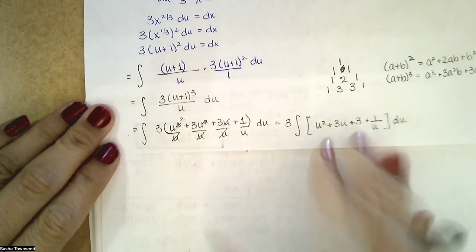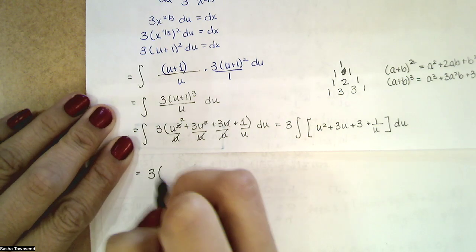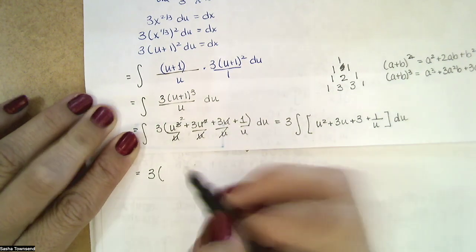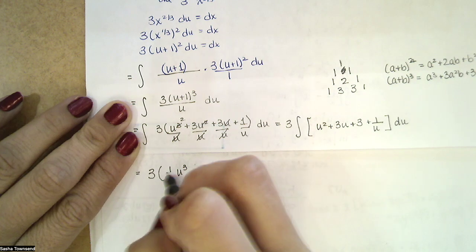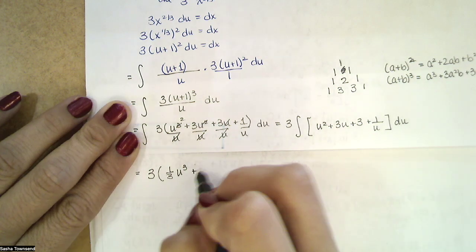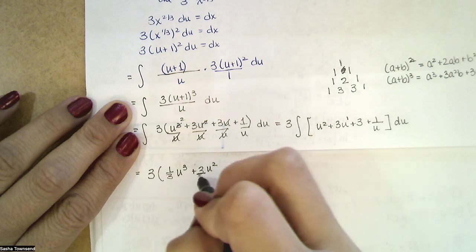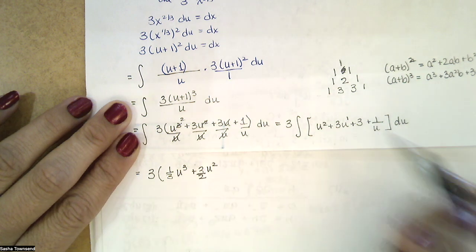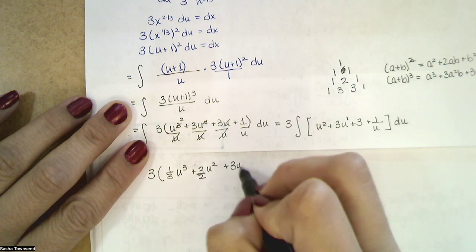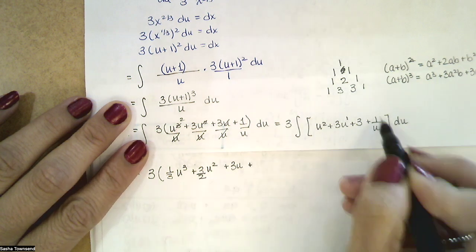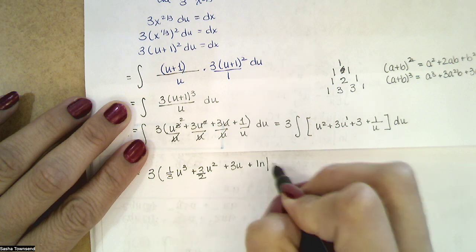Now we can apply our basic rules. So you have 3 times. Let's use the power rule. Add 1 to the exponent, divide by the new exponent. Then we bring the 3 down. This is a u to the first. Add 1 to the exponent and divide by the new exponent. The antiderivative of a constant is that constant times our variable. And the antiderivative of 1 over u is natural log of the absolute value of u plus c.